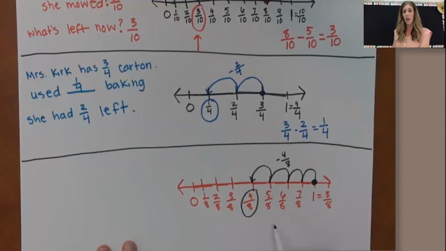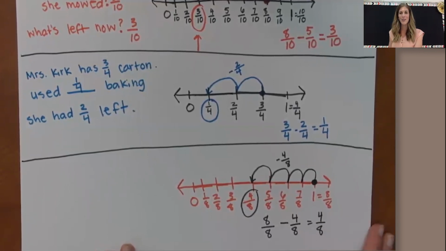An equation that we could write that would match that: he started out with 8/8 or one whole book. He got rid of or read 4/8 of it. So he has 4/8 left that he still needs to read.